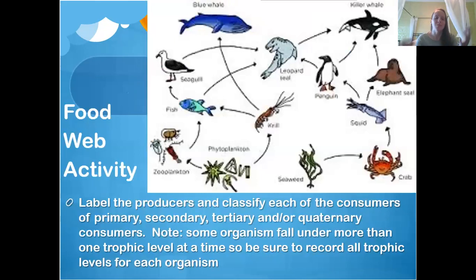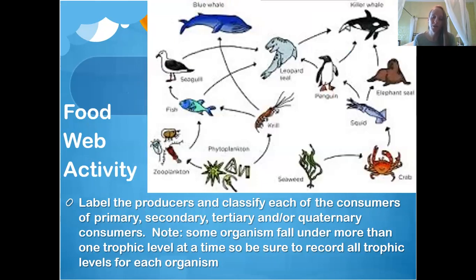So this is an example of what a food web would look like. I would like you to pause here and take a moment to go through, label your producers, and for each of your consumers, say if they are primary, secondary, tertiary, or quaternary. You can also have a consumer that is above the level of quaternary, so a 5th level consumer and a 6th level consumer, and that's all that we call them. They don't have special names.